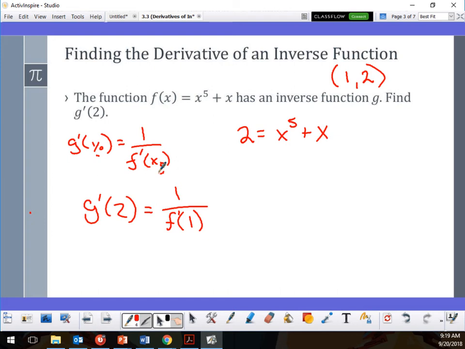Okay, so now I can do this because I am trying to find the value for this by using this. Can we find the derivative of f? Yes. So this is going to be the same as saying 1 over 5x to the 4th plus 1, right? Yes? Yes. And now I can plug in 1, right? Yes. So if I plug in 1, that's going to give me 1 over 6.